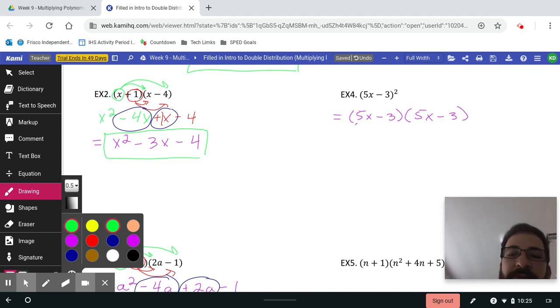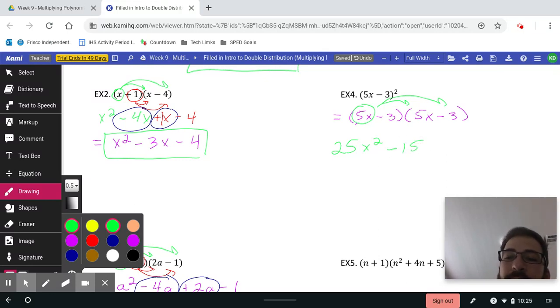Now we're going to do our double distribution just like we did before. So 5x distributed to 5x and negative 3. So that gives us 5x times 5x. 5 times 5 is 25. X times x is x squared. 5x times negative 3. 5 times negative 3 is negative 15.